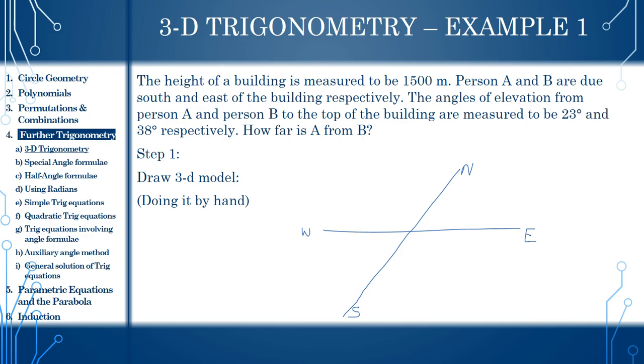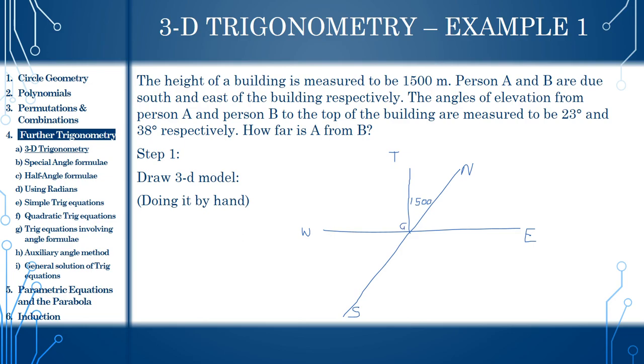Now, make sure you draw a slanted north-south line because you want to be able to differentiate between up and down and north and south, right? So let's read the question and you will get a feel for it. The height of a building is measured to be 1500 meters. Well, let's draw a tower. Let's draw a building 1500 meters tall, right?